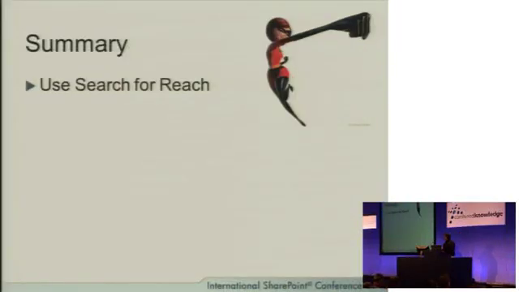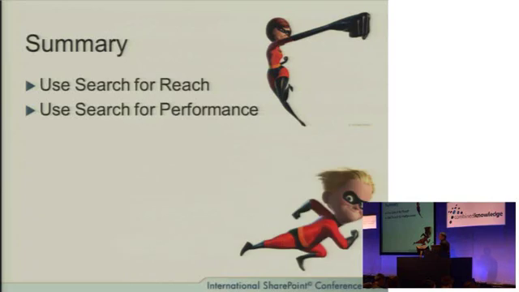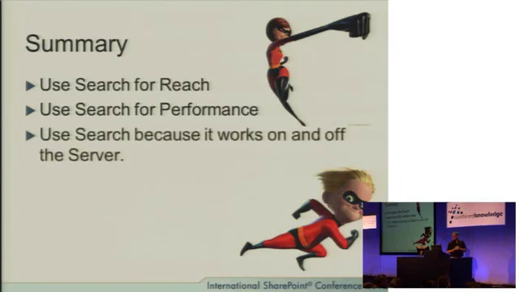All right, so in summary, use search for reach because it allows you to take this one solution that you've created, scale it out across your organization, and still be able to find everything that people are creating. Use your search for performance. It's much faster than iterating through lists, and you won't run into any list throttle issues. Use the search server because it works both on and off the box. We talked about the XSL page. There's no reason why I couldn't use the exact same XSL from both my search center and my search part, so you really don't even have to have 2 different pages.